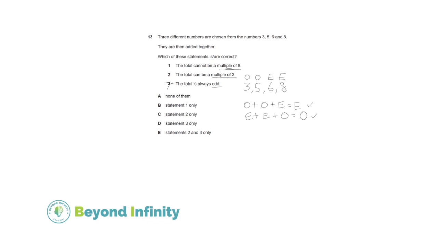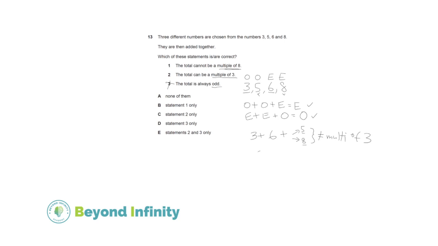Now, we look at multiples of three. All right, we can see that 3 and 6 are multiples of three, but 5 and 8 are not. So what we could get if we randomly pick three of the numbers is that we can either get 6 plus 3 plus either 5 or 8, right? And since both 5 and 8 are not multiples of 3, none of these is going to be a multiple of 3, all right? Not a multiple of 3, right?